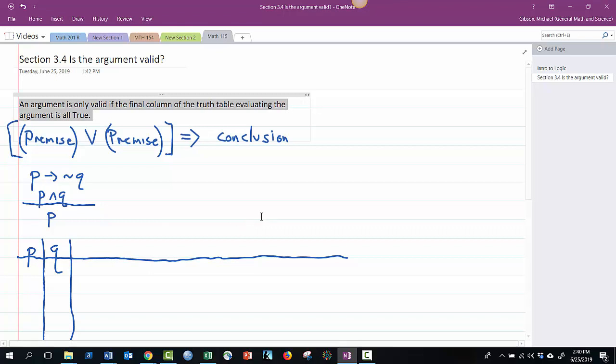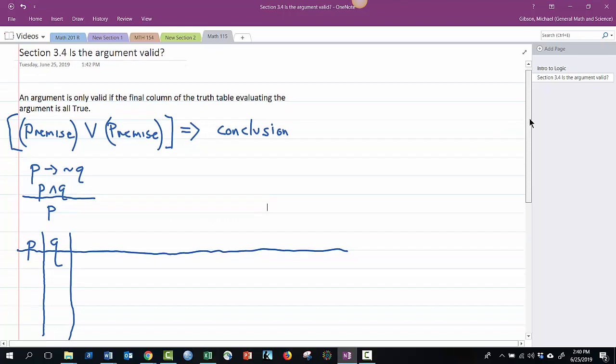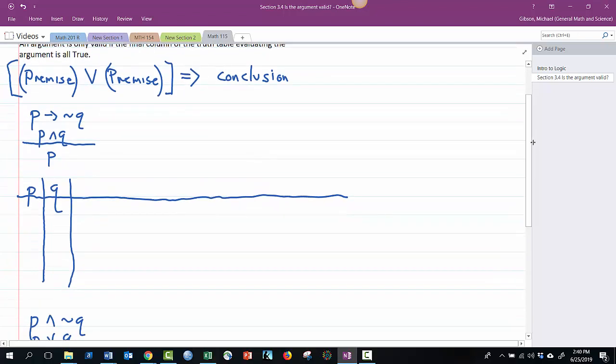If every single one of them is true when you put it in this format we're going to show you here, all right, then the argument is valid. What it means is it has to be true in every possible case. If it's true in every case, then the last column is all true. If it's false in any case, then that'll show up in the last column of the truth table, and the argument is considered invalid. All right.